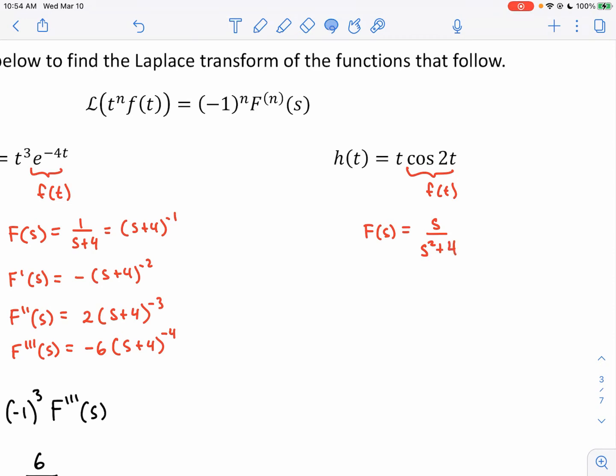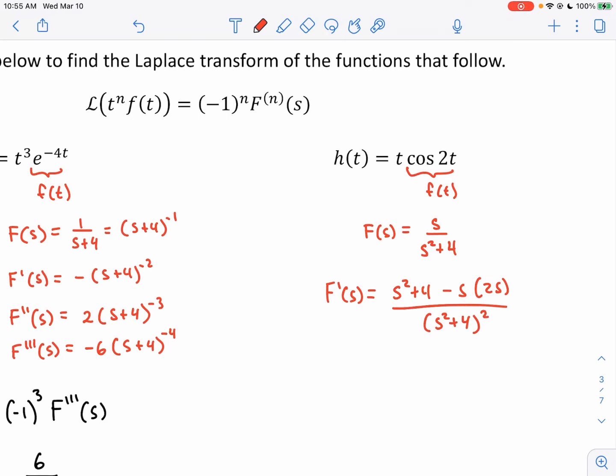Okay, now how many derivatives am I going to need to find of this? Well, you look to the power that's on the t in front. It's t to the 1. So I only need to do one derivative here, and we're going to have to use the quotient rule to do that. So let's go capital F prime of s. We do the derivative of the top, which is 1, times the bottom, so s squared plus 4, minus the top times the derivative of the bottom, all over the bottom squared.